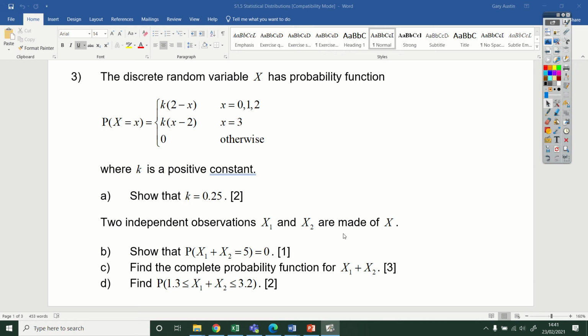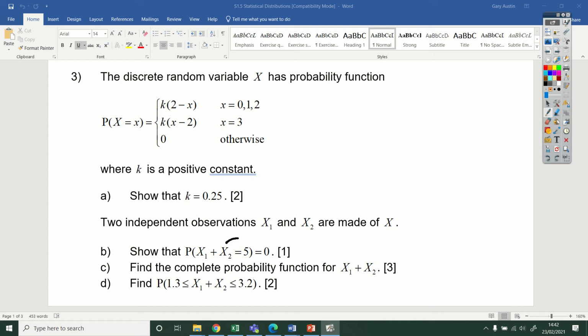So we've done a lesson on looking at independent observations here, where we take 2 at a time and do something with those values. So we've got the probability that x1 plus x2 equals 5, and we're showing that that equals 0. So what we're doing is taking values of x between 0 and 3. We're taking 2 of them, and then trying to get them to add up to 5.